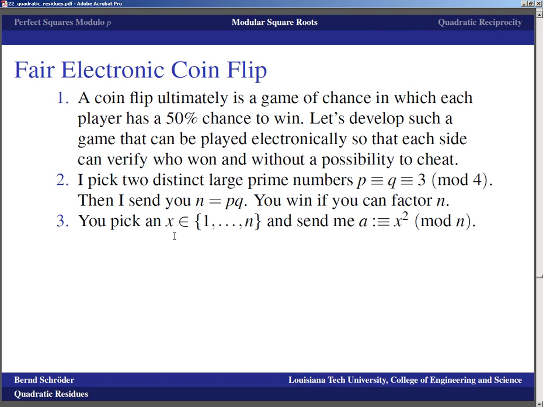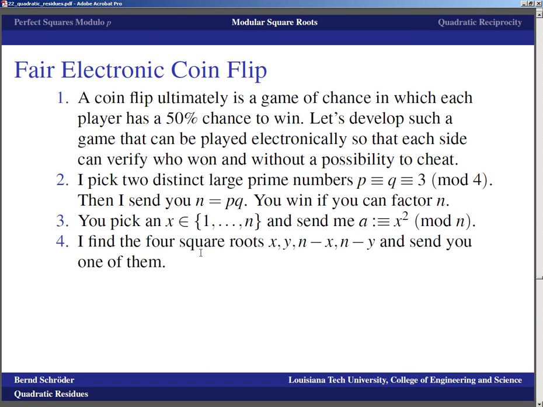Okay, so what you will do then is you will pick an x between 1 and n and send me x squared. Of course you don't tell me x. Same story. I don't show you my hand, you don't show me your hand. You send me a equals x squared modulo n. Now, because I know the factorization, I can find the four square roots x, y, n minus x, and n minus y, and I will send you one of them.